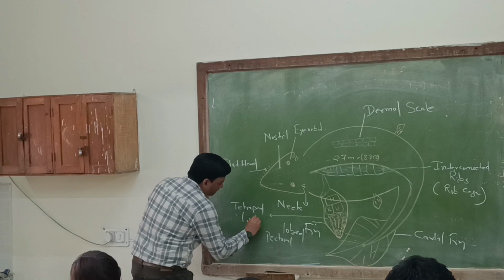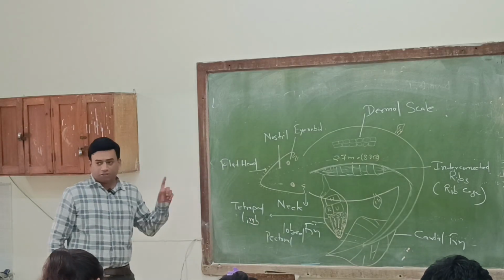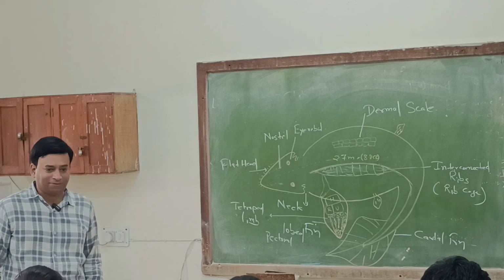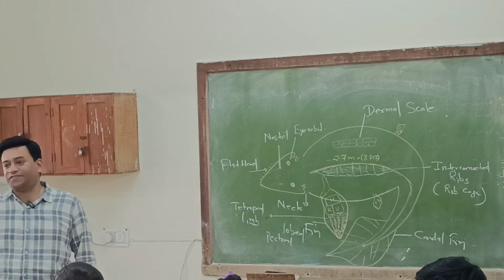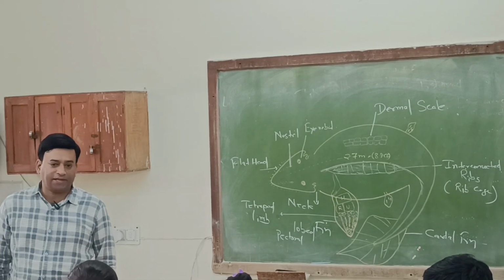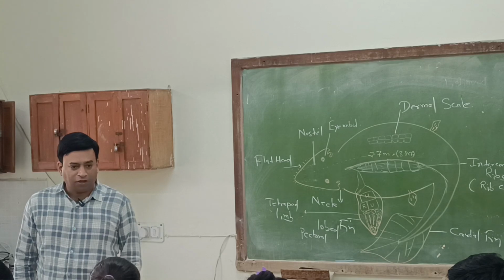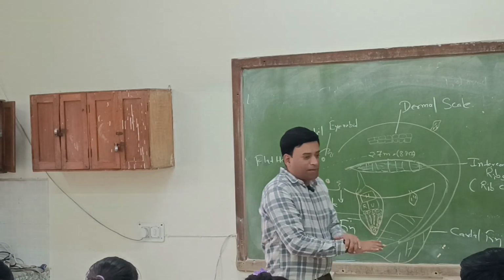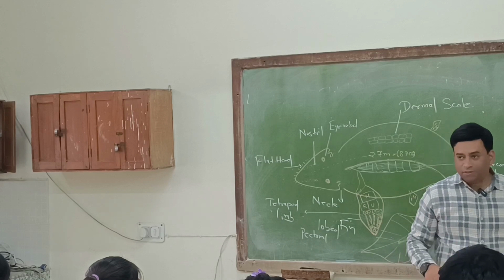Tetrapod limb. So this is not a fish. This is an amphibian. Although it is a fin, what does the fin have? They have a tetrapod plan. So one bone, remember, one bone, two bone, many bone, and the fingers.